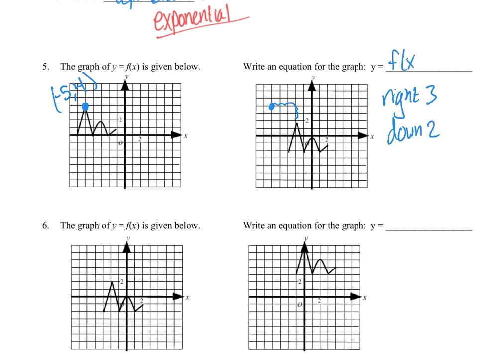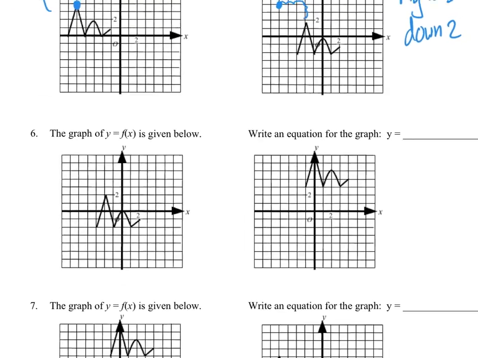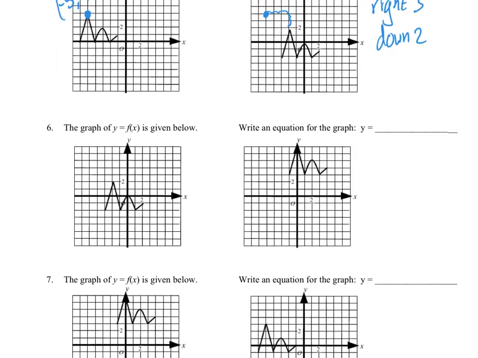Now we just write that in. So f of x, if we're going right 3, we have to subtract by 3 on the inside, and then down 2, we have to subtract by 2 on the outside. Right? Same concept for the rest of these. My little pointy point's right here, -2, 2. So I'm going to put that here, and I'm going to count the distance to the new pointy point. So I go up 1, 2, 3, 4, 5, and over 1, 2. So up 5, right 2. Same concept here. f of x, if I'm going right, I'm subtracting. And if I'm going up, I'm adding on the outside.